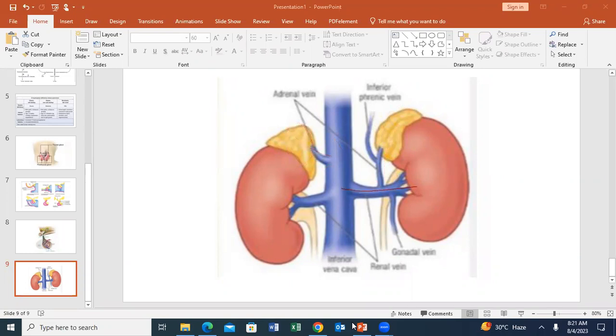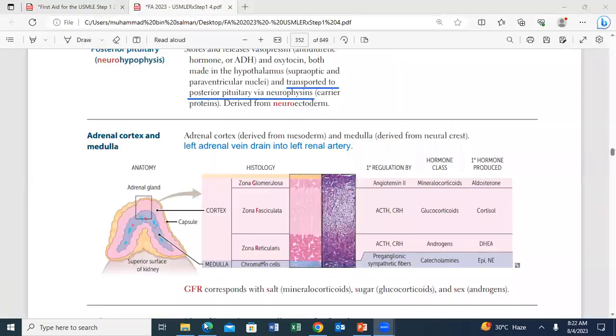You may remember that the left gonadal vein also drains into the renal vein, whereas the veins coming from the right testes go directly into the inferior vena cava. So the right renal vein is smaller and the left renal vein is larger, so it drains more veins into it.